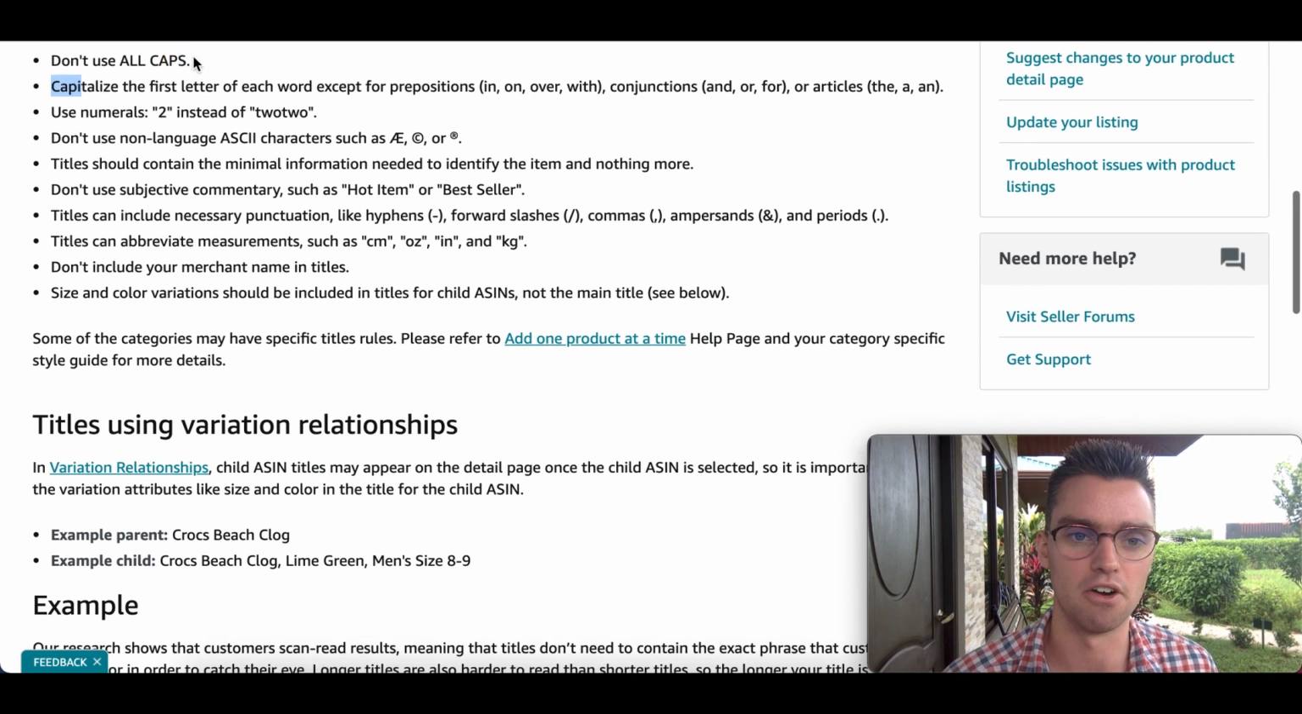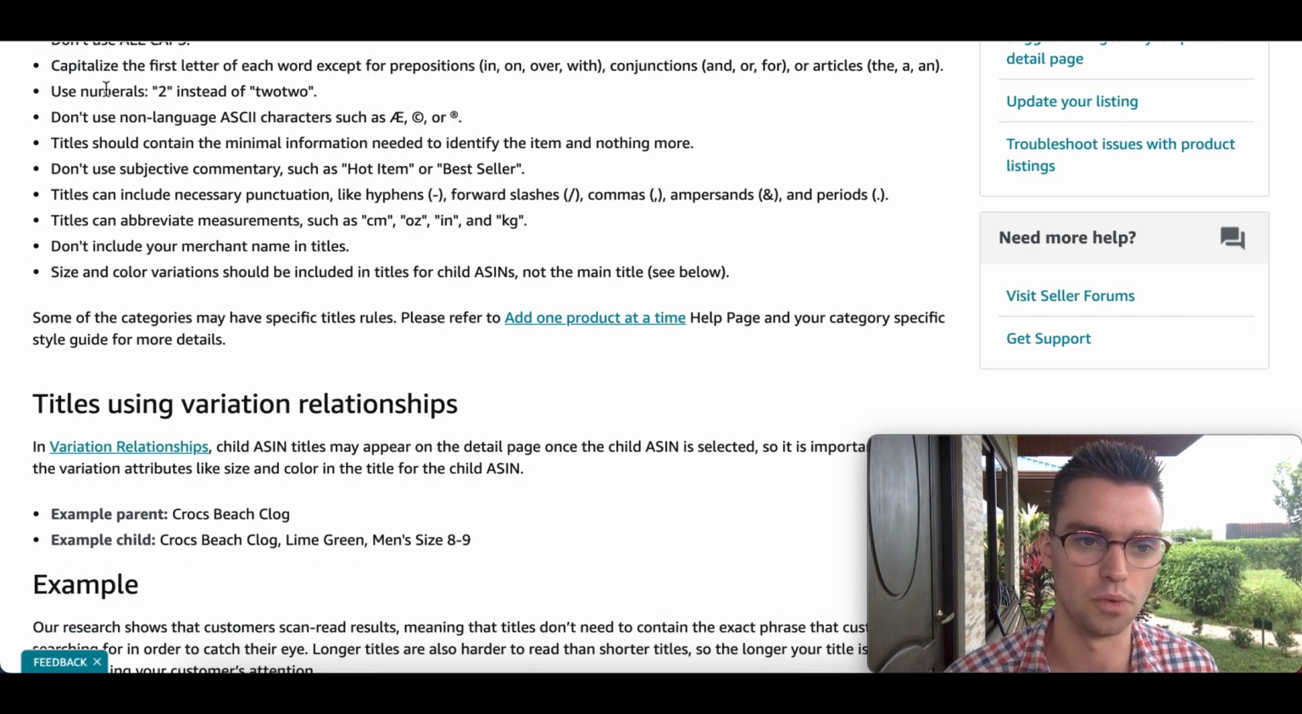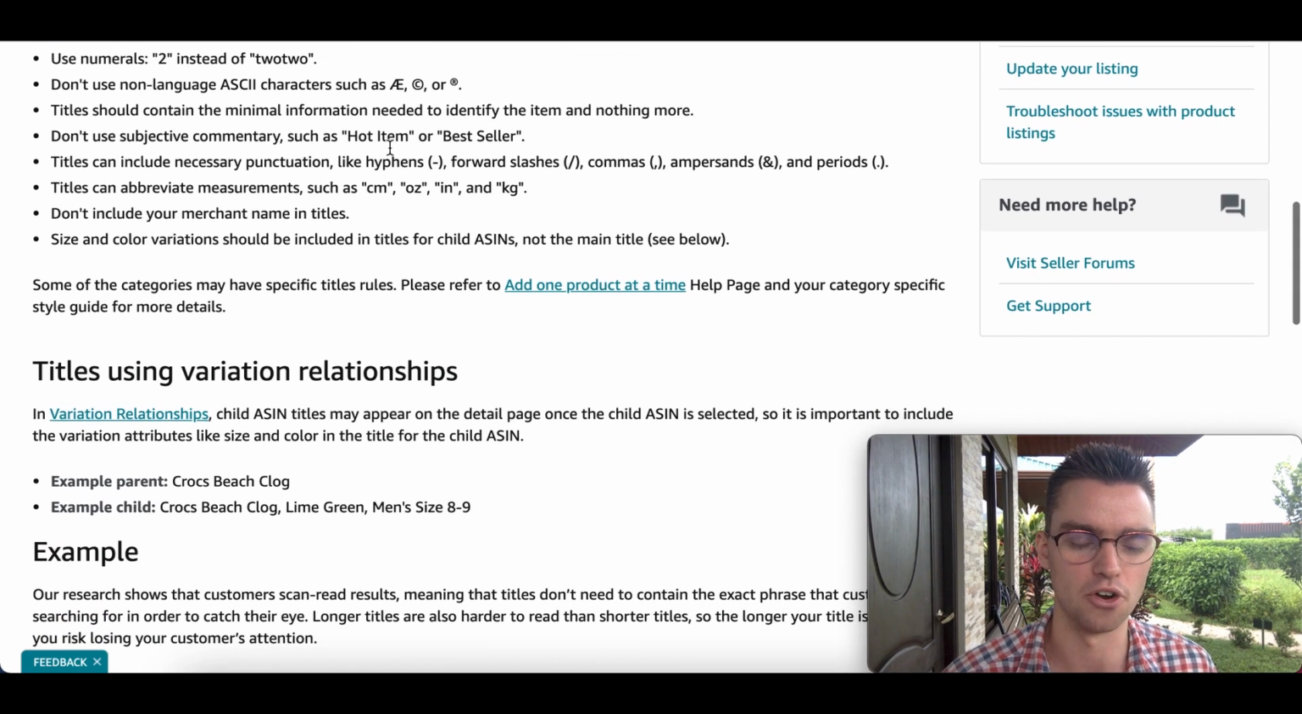Next, capitalize the first letter of each word except for prepositions. So in this case, if this was our title right here, let's just pretend this is our title, then we capitalize C, F, L, E, and W. Just capitalizing the first letter of each word except for prepositions like in, on, over, with, and, or, for, etc. Right? Pretty straightforward there. Just making your title pop a little bit more.